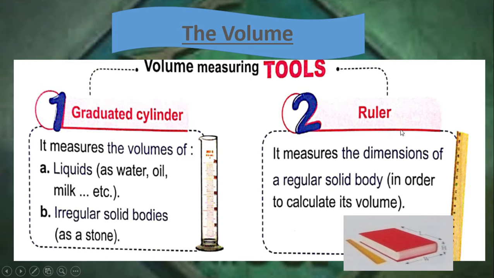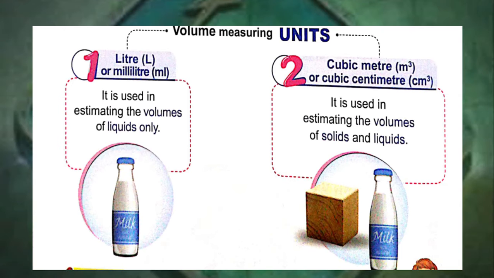And also we can measure the volume by using a ruler. We use a ruler for regular solid bodies, which have 3 dimensions: length, width, and height. Now let's identify the units of the volume. The unit of volume for liquid is liter or milliliter.